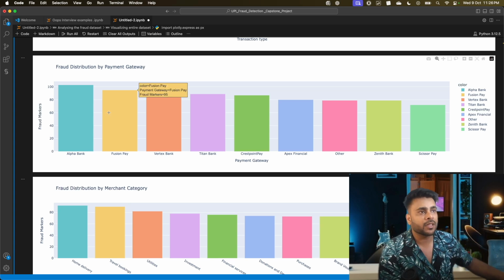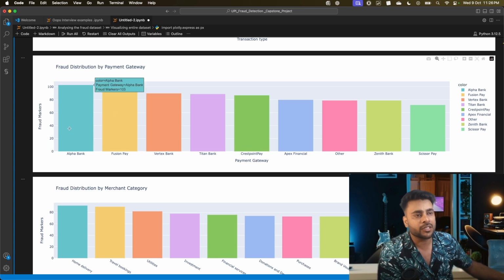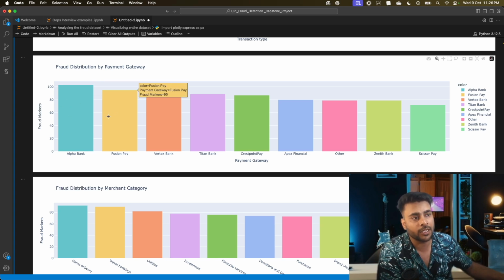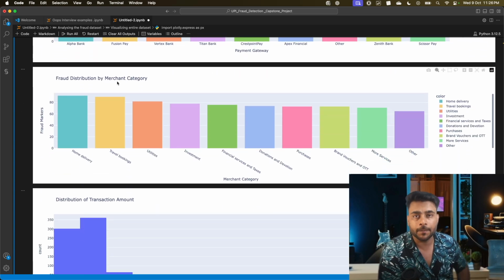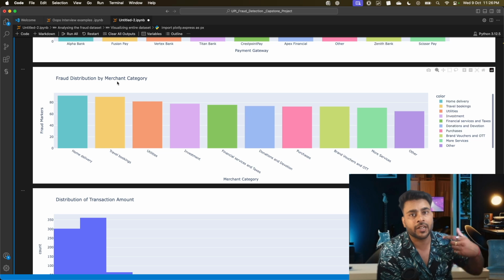So these are all dummy data, as you can see. Alpha Bank, for example, has the highest number of fraud, 103. Then Fusion Pay, then we have Vertex Bank. So these will be my top 3 picks which are contributing to fraud when it comes to payment gateway. Now similarly, we have merchant category. When it comes to merchant category, it is the type of merchant that we are making the transaction for. This is what we are trying to know.